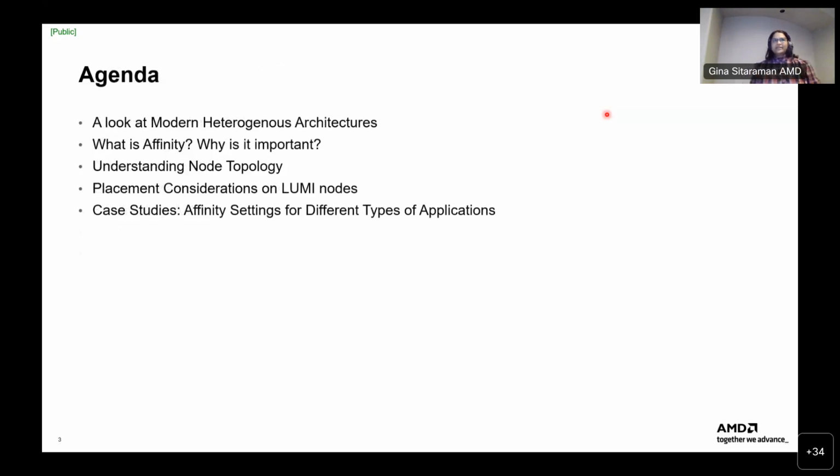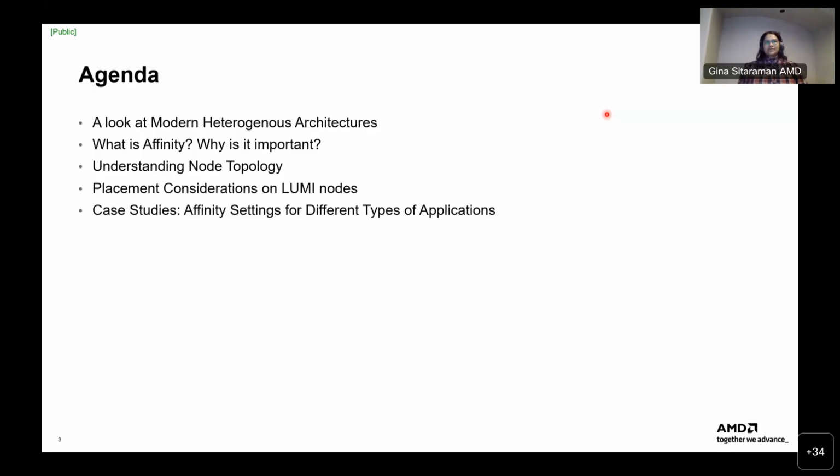So the agenda for today, we're going to take a look at what modern architectures look like. We are going to focus on LUMI and what LUMI's topology looks like. I think you've already seen this many times, but we're going to do it again, so you never forget it. And then look at what is Affinity and why it is important, and some tools that will help us understand node topology. And then what are some placement considerations when we look at LUMI nodes in particular? What do we want to think about when we run our applications?